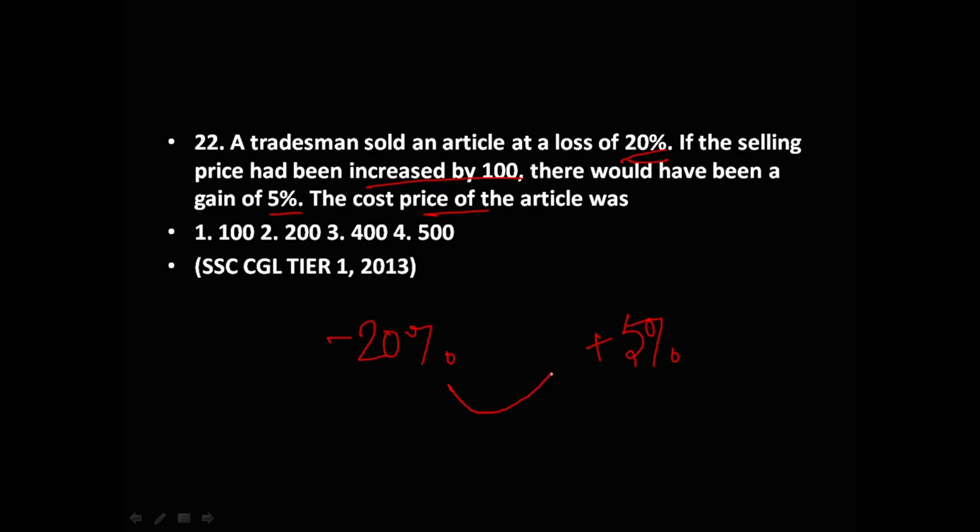So what is the percentage in between? It's 25%. So 25%'s value is 100. So 100%'s value is what? 400. So 400 will be the answer. Simple one. Number 22 is option 3. So moving to the next one.